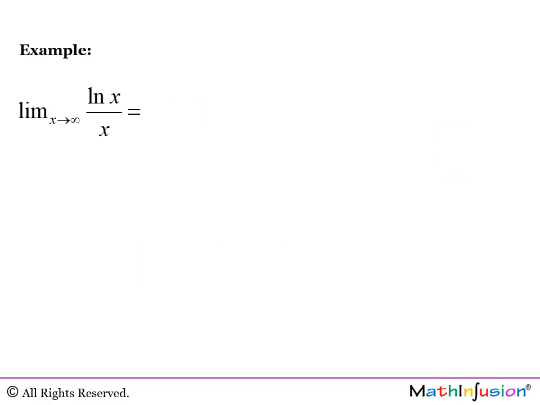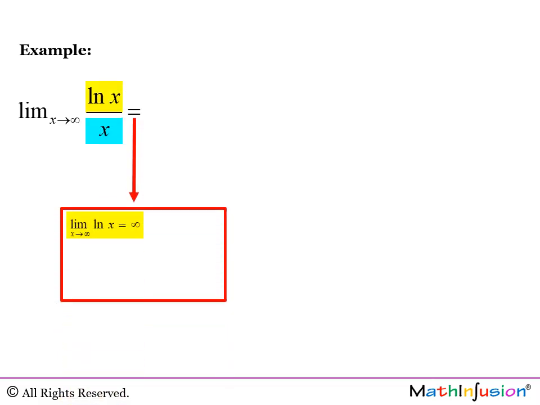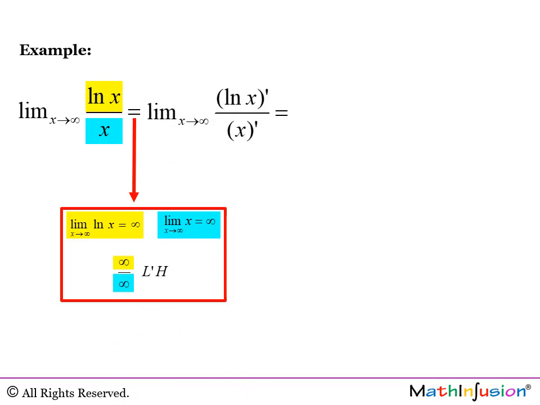Example. The limit of ln of x over x when x approaches infinity. Here we have again the form of infinity over infinity because the limit of ln at infinity is infinity, and obviously the limit of x when x approaches infinity equals infinity. We are going to use L'Hopital. And we get limit of (1 over x) over 1 as x approaches infinity, which is just the limit of 1 over x when x approaches infinity, and we get 0.